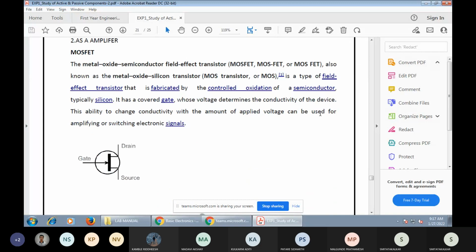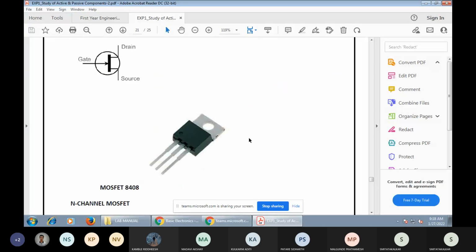Next, the MOSFET is the reverse of the BJT. A BJT is a current controlled device, while the MOSFET is a voltage controlled device. With a MOSFET you only control the voltage. It is a three terminal device: drain, source and gate, compared to the BJT's base, emitter and collector. Here in the laboratory you can see the MOSFET 8408.